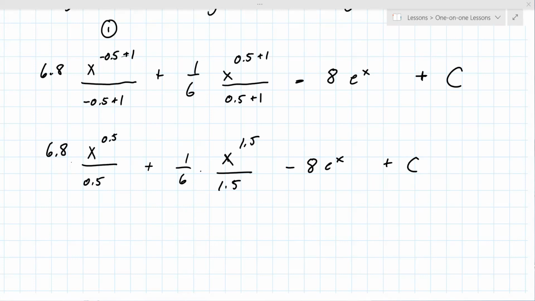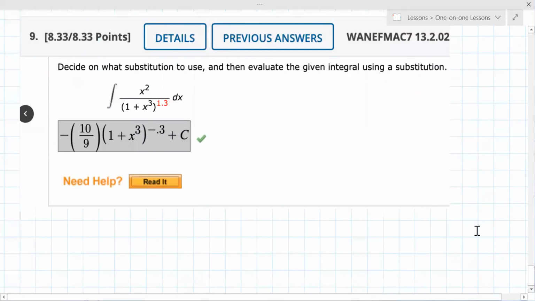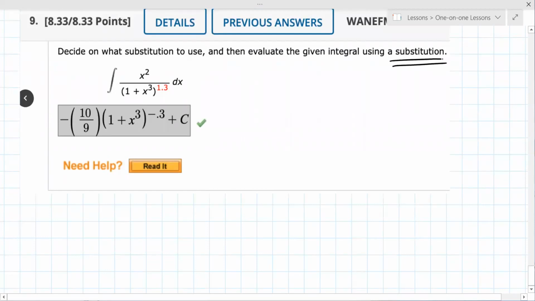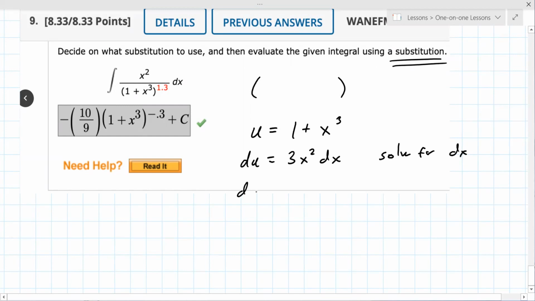All right, that's 8. Let's do 9 next. 9 is a use substitution. All of the ones that are use substitution have said as much. If you were taking a non-business calculus class, they wouldn't necessarily tell you what to do, but this one says substitution. So I mentioned before, sometimes it's what's in parentheses, and that is the case here. Your u substitution is 1 plus x cubed. Your du is 3x squared dx. You want to solve for dx, so your dx equals du over 3x squared.